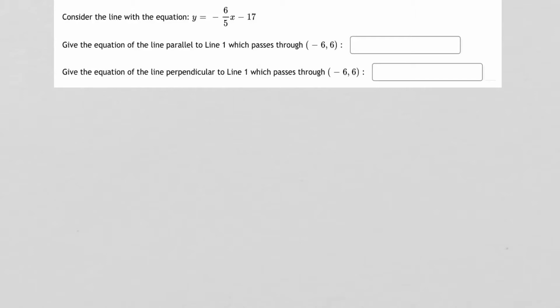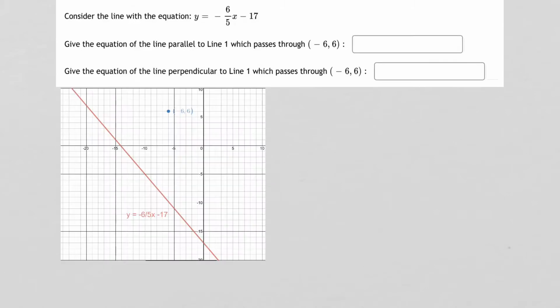Before we break it down and do each of these parts, let's actually take a look at what is going on. Let's visualize the problem. So with the help of Desmos, I have a picture that shows both the line y equal negative 6/5 x minus 17 in red and the point negative 6, 6 in blue.